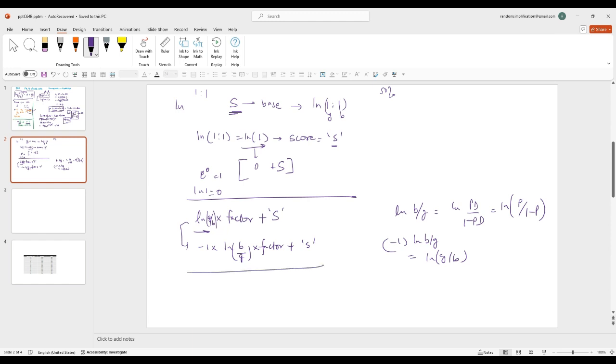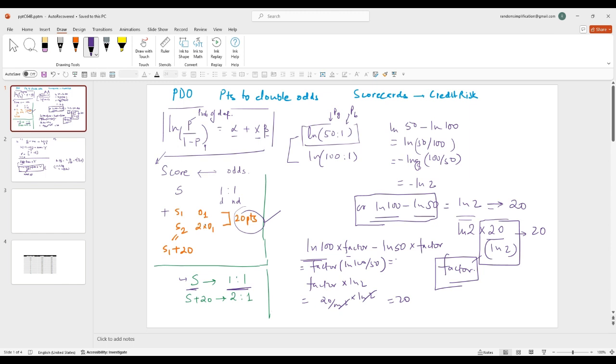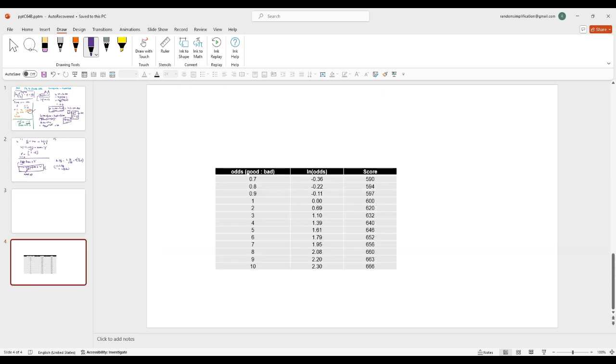So this is how you would go from log of odds, which is a model output, to a score which meets the two criteria that we discussed in the prior slide: any difference between two scores where the odds are doubling is 20 points, and when the odds are equal, you set a baseline score as S. We're going to look at an example as well.